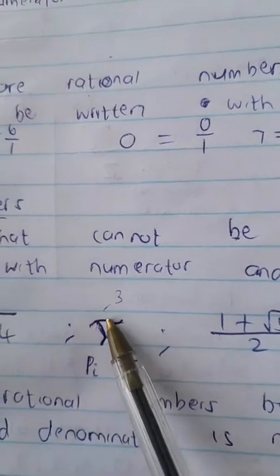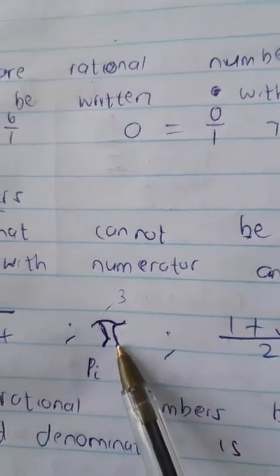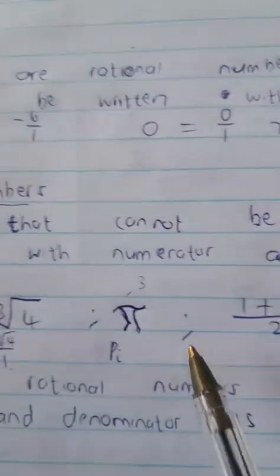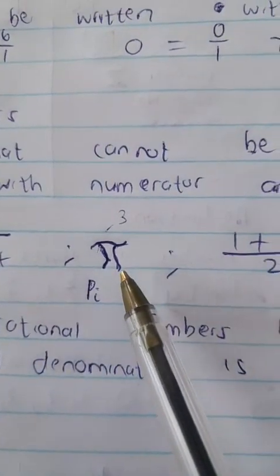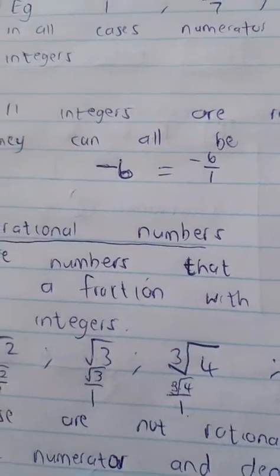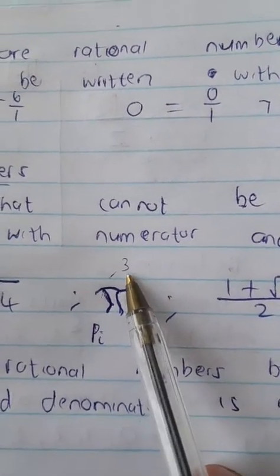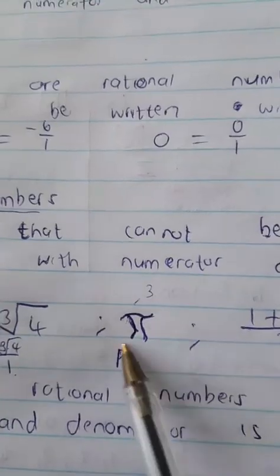So pi is a very, very important irrational number that we have, and I'm going to look at it in the calculator so that you can understand. I'm going to extend the definition of both rational and irrational numbers when we look at the decimals of each of these numbers. So just hang tight. But for now, pi is something that you need to know: pi is irrational.